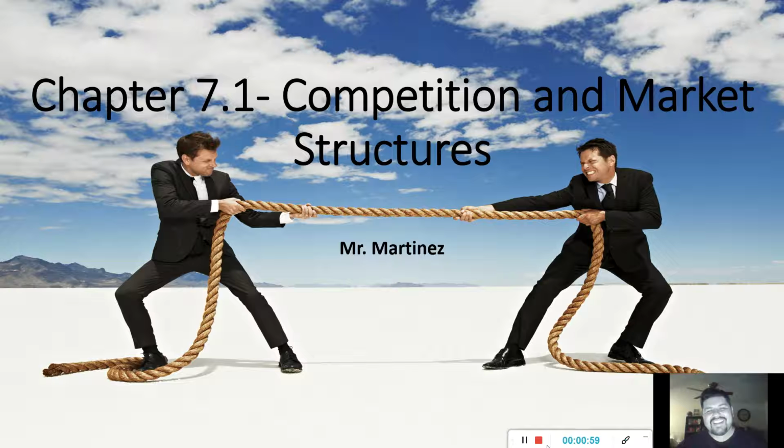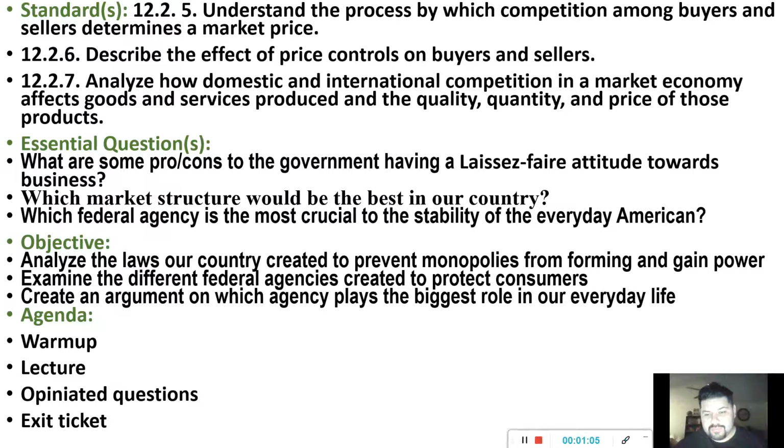But let's go ahead and get started with this lesson. So let's look at the objective. We're going to analyze the laws our country created to prevent monopolies from forming and gaining power. We're going to examine the different federal agencies created to protect consumers. And then we're going to create an argument on which agency plays the biggest role in our everyday lives.